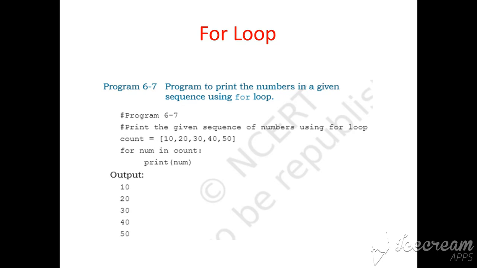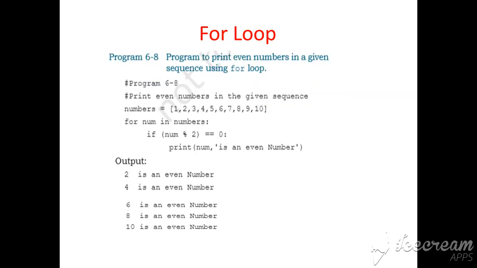So the first value of num becomes 10, then it is printed, then the loop is executed again and the second value of num becomes 20, which is also printed, up to 50. So this is the working of the for loop. Next, write a program to print the even numbers in a sequence using a for loop. Our sequence contains numbers from 1 to 10, and we use for number in numbers.